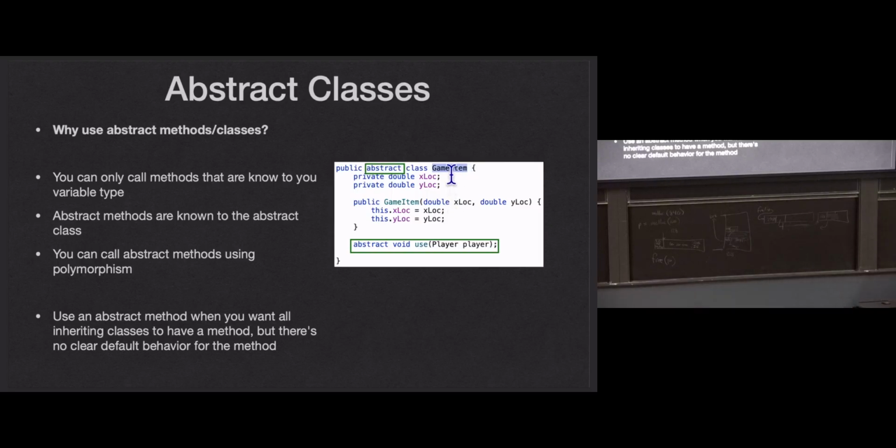If we have a game item class and we say, okay, anything that is a game item really should have this method called use, but I don't have any clear default behavior for that method. I don't know what should happen when any item is used. There's no default behavior here. So I'm just going to leave it up to the concrete classes to implement that behavior. I'm just going to know that that method does exist.